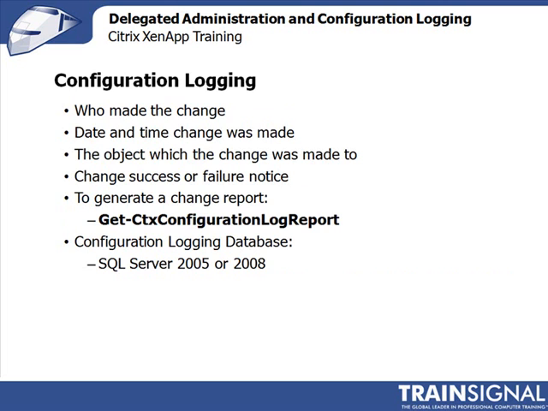The configuration logging database, as we've spoken about earlier, is a mechanism by which you can log all of the different tasks that are made inside of your Citrix farm. So for example, you can log who made the change, the date and time the change was made, the timestamp, and the object against which the change was made. So was it the servers, was it the applications, was it content, where was the change made? Was the change successful or was the change a failure? Were you able to implement the change? Were you able to execute or not?